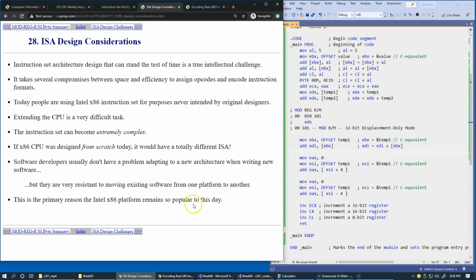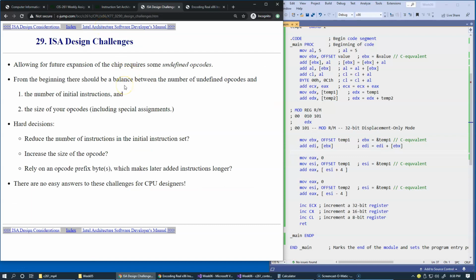So these are some of the ideas I wanted to show you in terms of the entire design, like how did this come to be like this, and there is a lot of history. And of course the challenges are that for future expansions, for future versions with new instructions, there has to be a place for undefined opcodes, so that there is room or space for new opcodes to be added. And from the beginning, there should be a balance between the number of undefined opcodes and those that we already use. So these are all pretty hard decisions, and they need to stand the test of time.